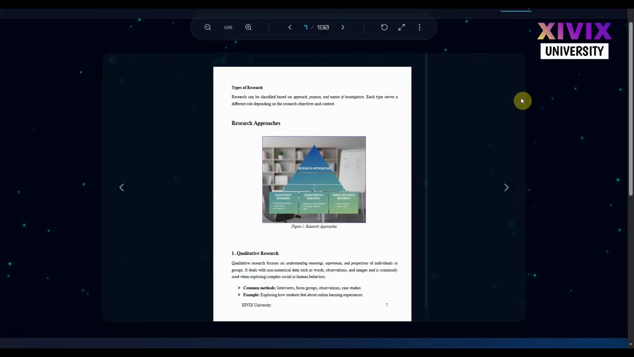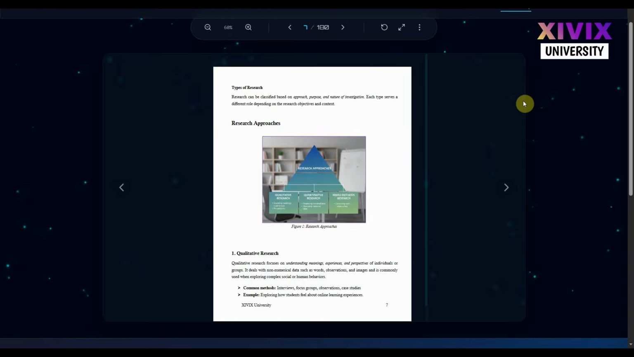So qualitative research focuses on understanding meanings, experiences, and perspectives of individuals or groups, and it basically deals with non-numerical data, for instance, words, observations, images, texts, audio, and so on. As the most common methods, we can use interviews, focus groups, observations, and case studies. Don't worry, you will be learning all of these methods and can conduct your own qualitative research if you prefer it that way.